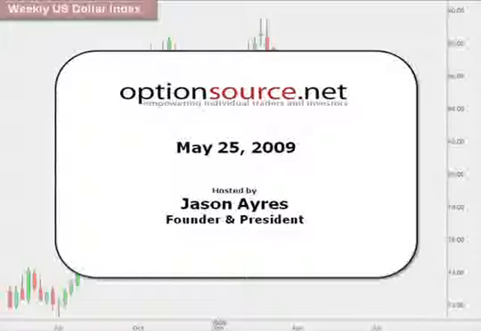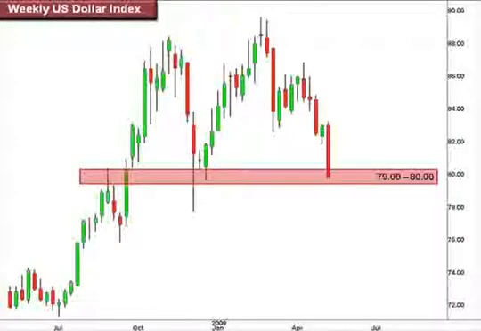As always, we're going to take a look at the US dollar index. This is a great way to gain perspective as to how the US dollar has been trading against a basket of currencies. As you can see here, the US dollar extended its losses against most majors as we are now seeing a test of that 79.80 support.